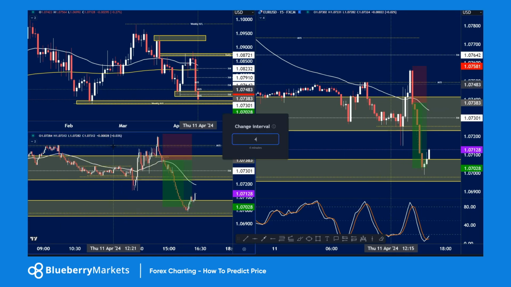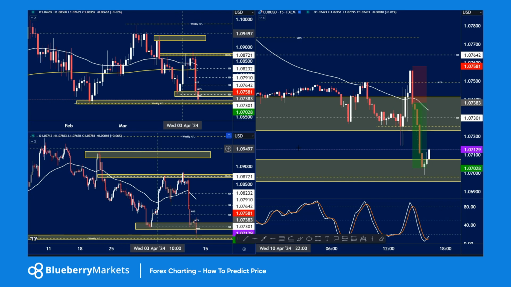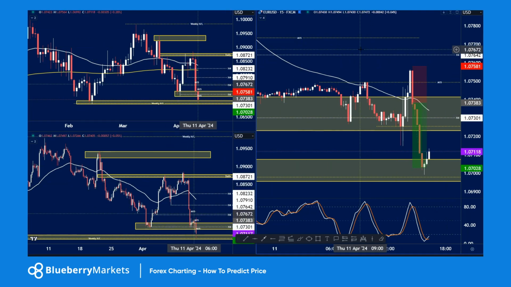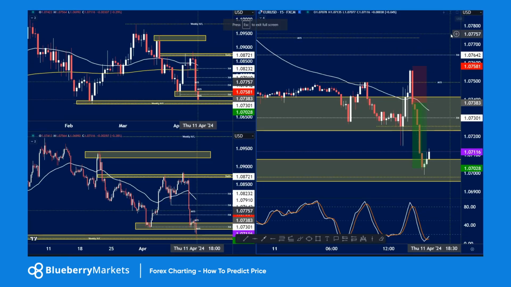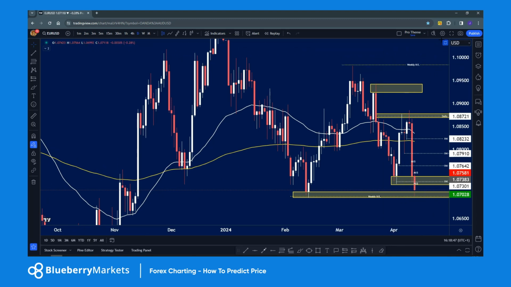But ultimately, the important thing about how to predict price comes from a top-down analysis approach. It comes from what is the higher time frame doing, what are the medium-term time frames doing, and what are the lower time frames doing. So I've got a good example here on euro US dollar, but let's first understand a little bit about price action. So I'm just going to narrow this down to one trading chart.